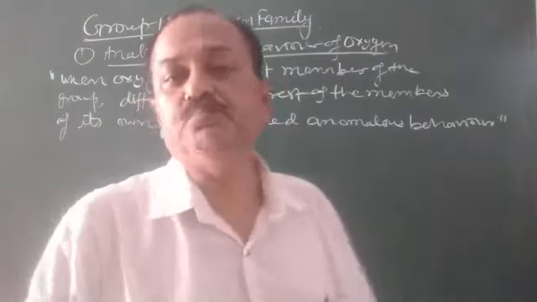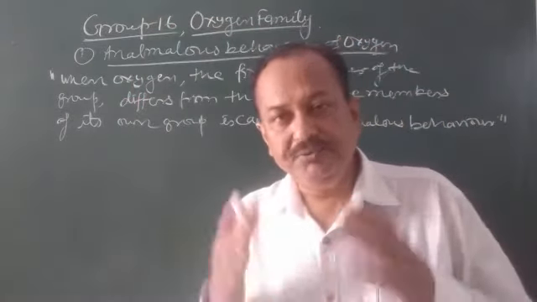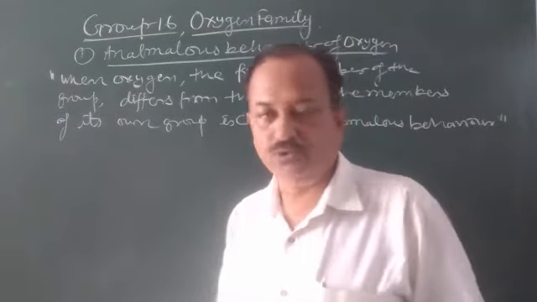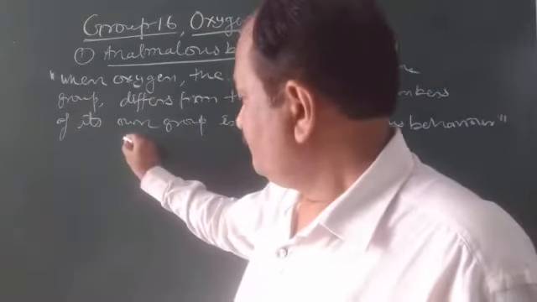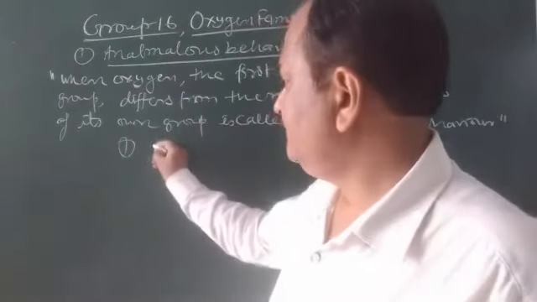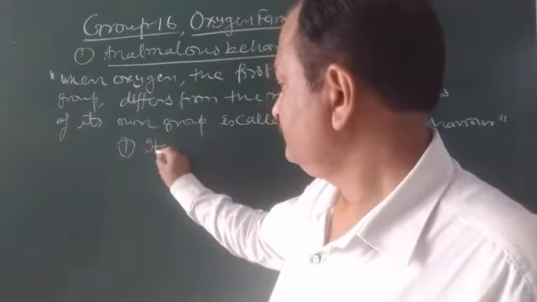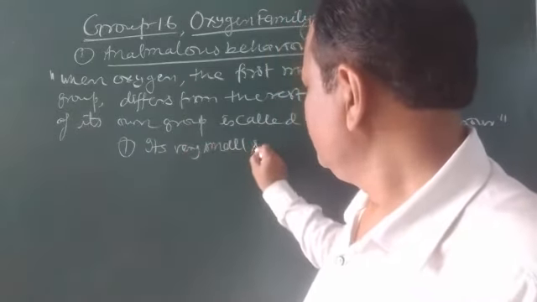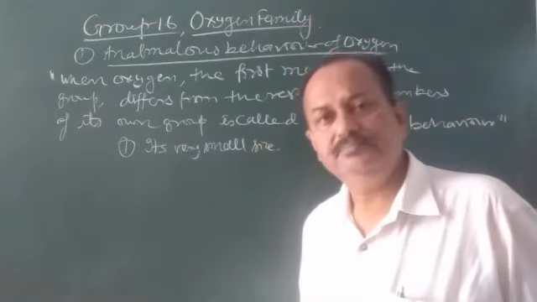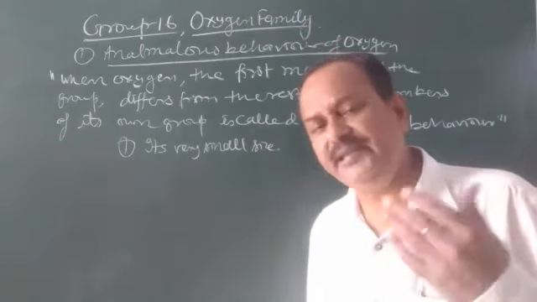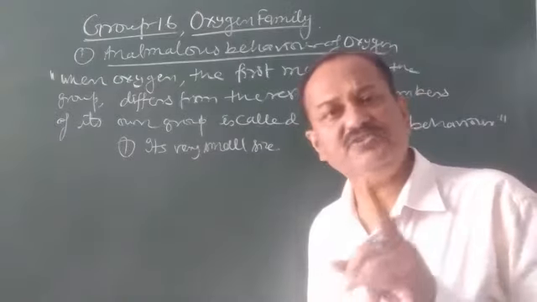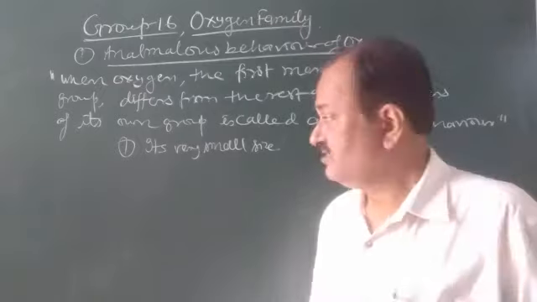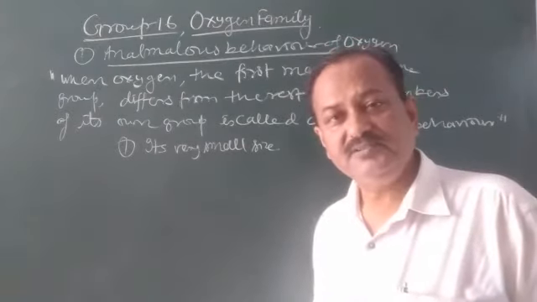And so what are the points due to which we can say that it differs from the rest of the members of its own group? The first is its very small size. Oxygen is the first member, and in any other group the first member is the smallest. So this is the key point. It is the smallest in size.